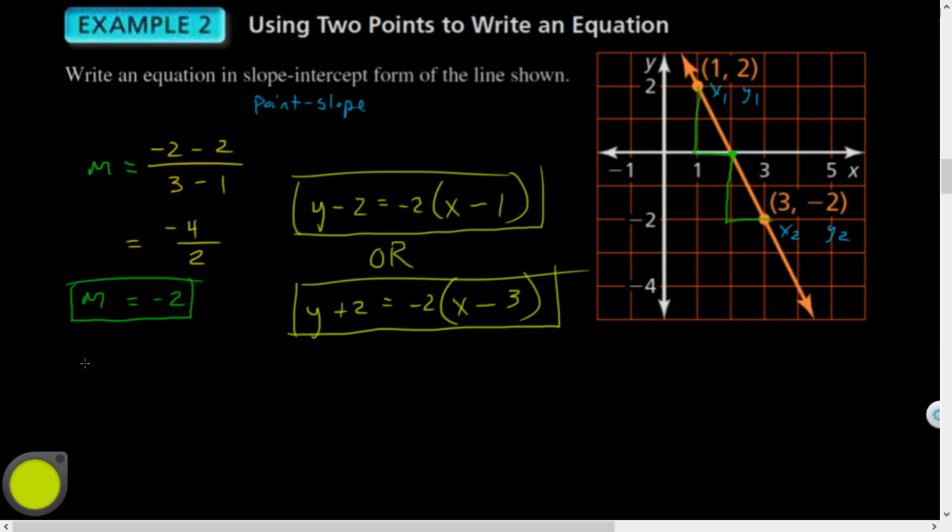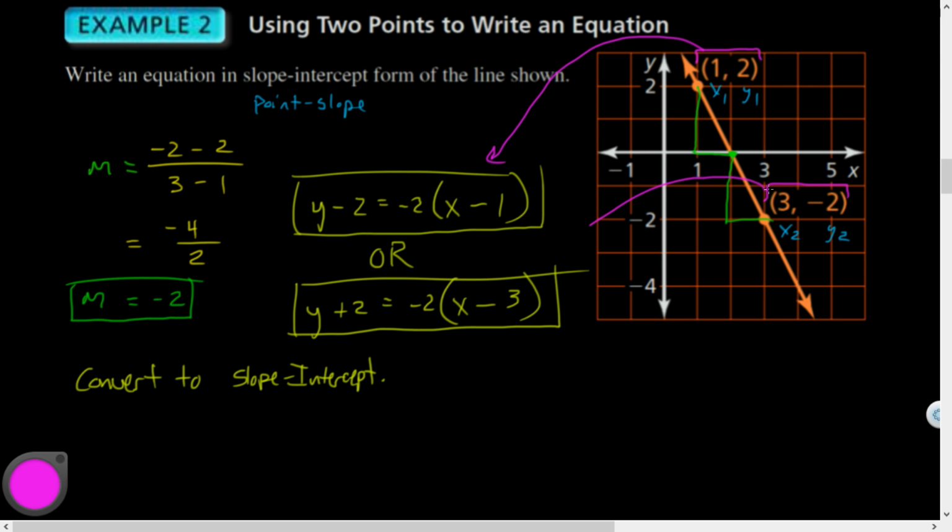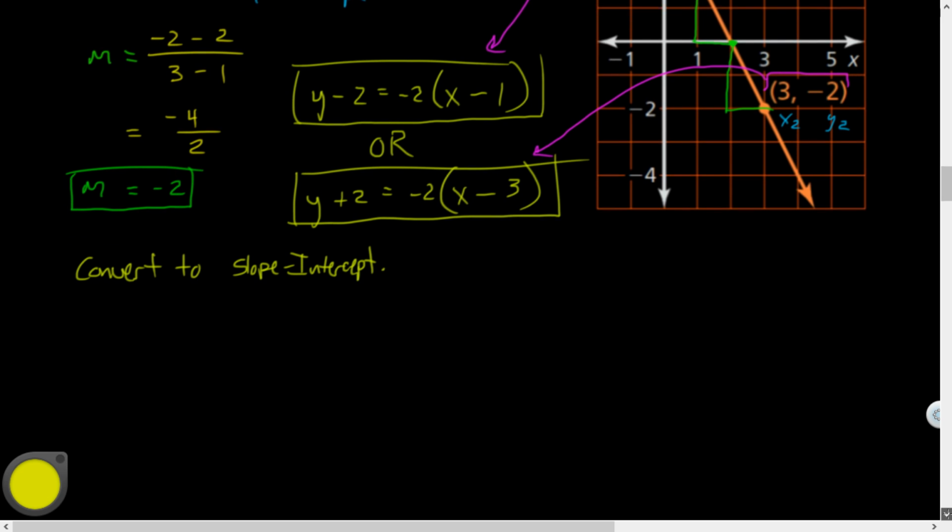Now, suppose I want to convert to slope-intercept form. It's easy to write these equations in point-slope form when I just take a point and plug it in. I'm going to draw some arrows. This point we plugged in for this equation, and this point we plugged in to get that equation. But those equations are actually equivalent. If I simplify them, they'll both become the same thing. And it's easy to convert from one of these to slope-intercept form.